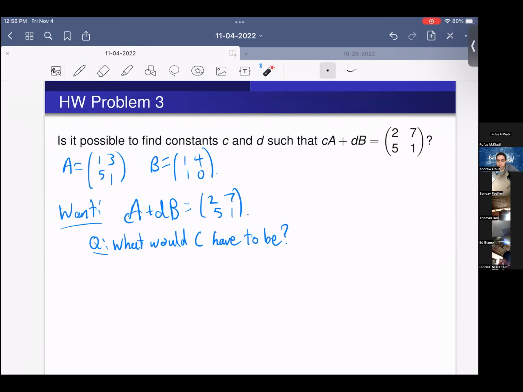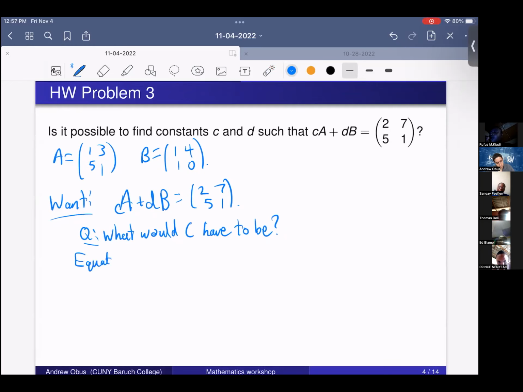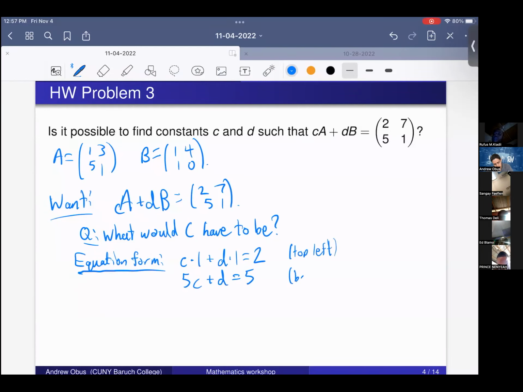Yes. Can I come in? Yeah, Ed. So what I did to solve that problem, I put them in equation form. That is, since I have CA plus DB, I look at the first matrix, which is 1 in the first row, first column is 1. So I said that C plus D will be equal to 2 in my first equation. Then my second equation on the first row, second column, 5C plus D equal to 5. Then I go to the second row, second column, 3C plus 4D equal to 7. So 3C plus 4D equals 7. Then the last one, I get C plus 0D equal to 1. So that's simplified as C is equal to 1.